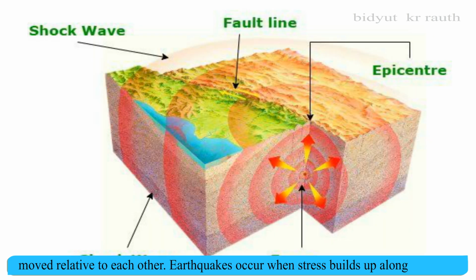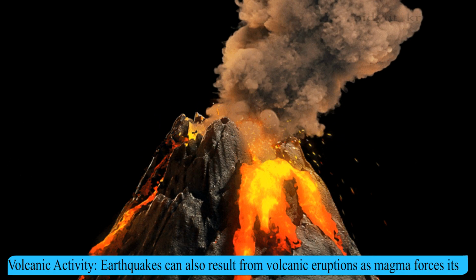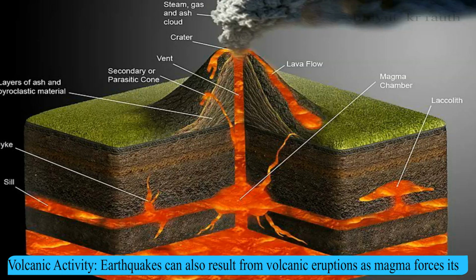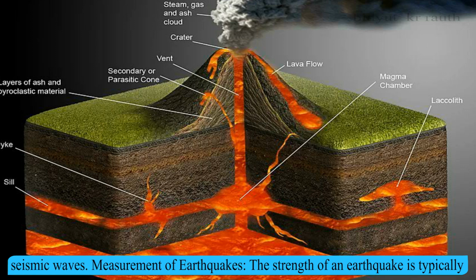B. Fault lines. Faults are fractures in the Earth's crust where rocks on either side have moved relative to each other. Earthquakes occur when stress builds up along these fault lines and is released in the form of seismic energy. C. Volcanic activity. Earthquakes can also result from volcanic eruptions as magma forces its way to the surface, causing the surrounding rocks to fracture and generating seismic waves.